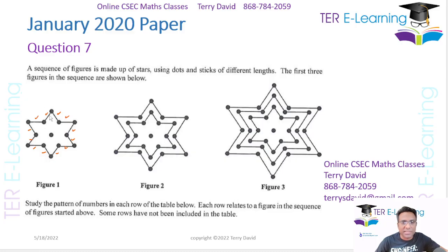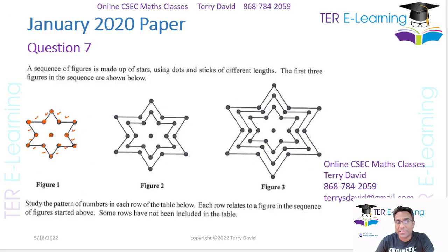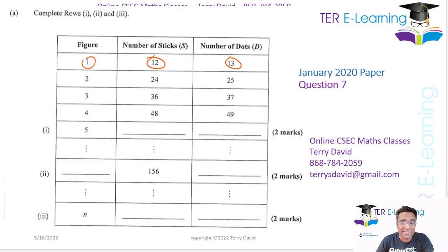In terms of dots, if we count the number of dots, if I start from this corner: 1, 2, 3, 4, 5, 6, 7, 8, 9, 10, 11, 12, 13 dots. So that's where they got this number 13 from. Whenever you're given an investigation question, have a look at the diagram, make sure you understand where the numbers came from. In some exam questions, they ask you to draw the fourth pattern. This one, they haven't asked us to do that. They give us a table and we have to analyze the table here.